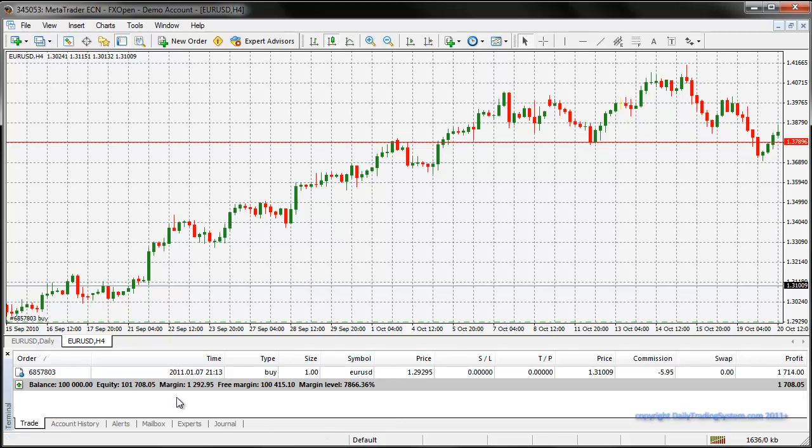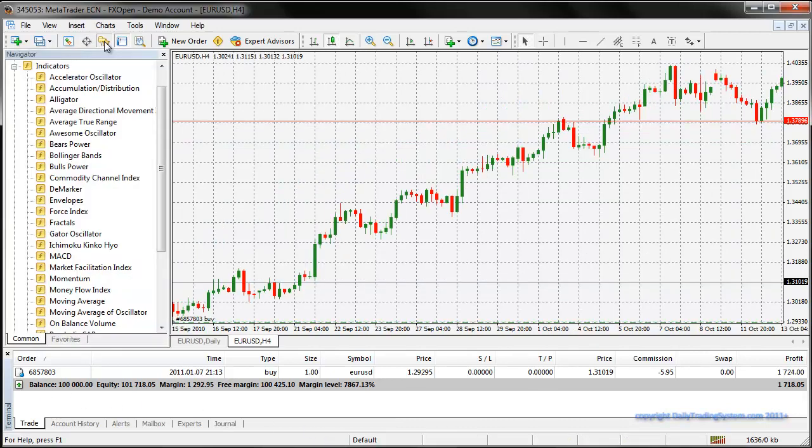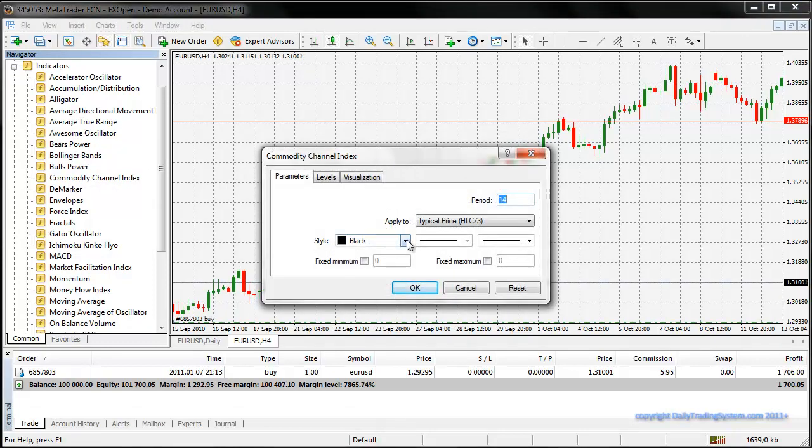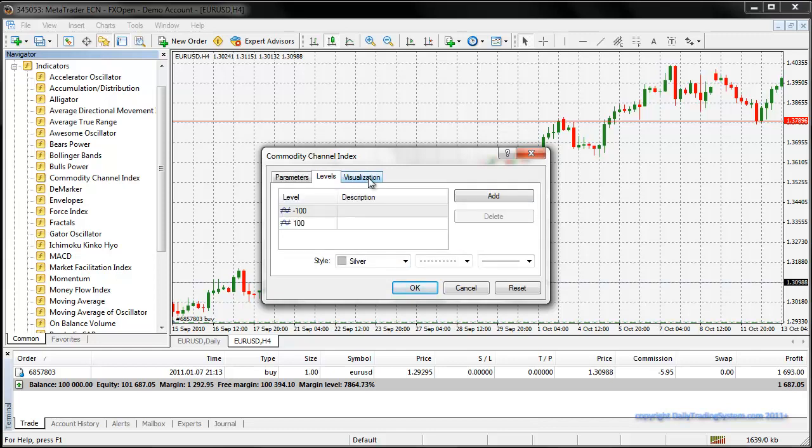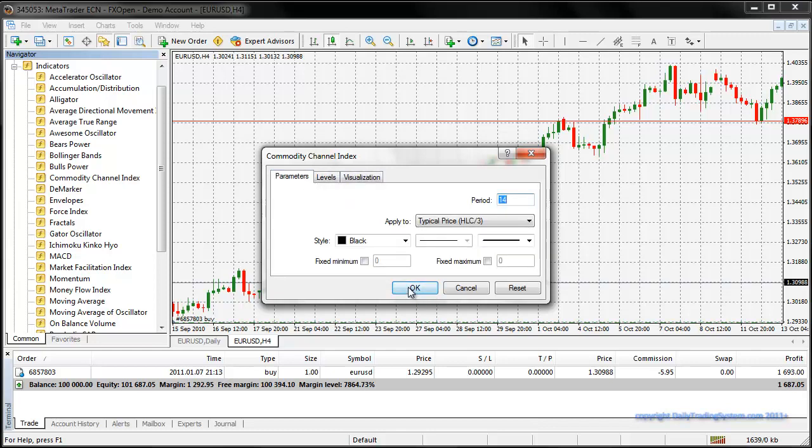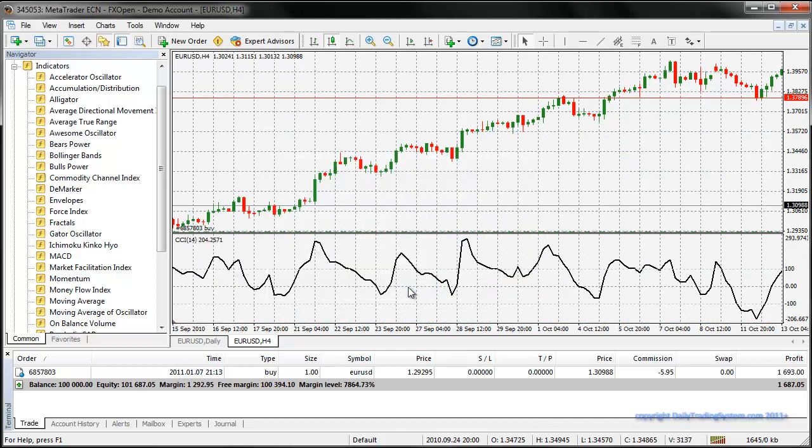Alright, so let's navigate to the trading station. Let's go back to the navigator here and scroll down to the commodity channel index right here. Left click, drag and drop. I'm going to actually choose black for this style here. I'm going to leave it to the typical price HLC, which is high, low, close, and /3. Set it to a period 14. Levels and visualization you can leave as it is for the moment. And then click on OK.